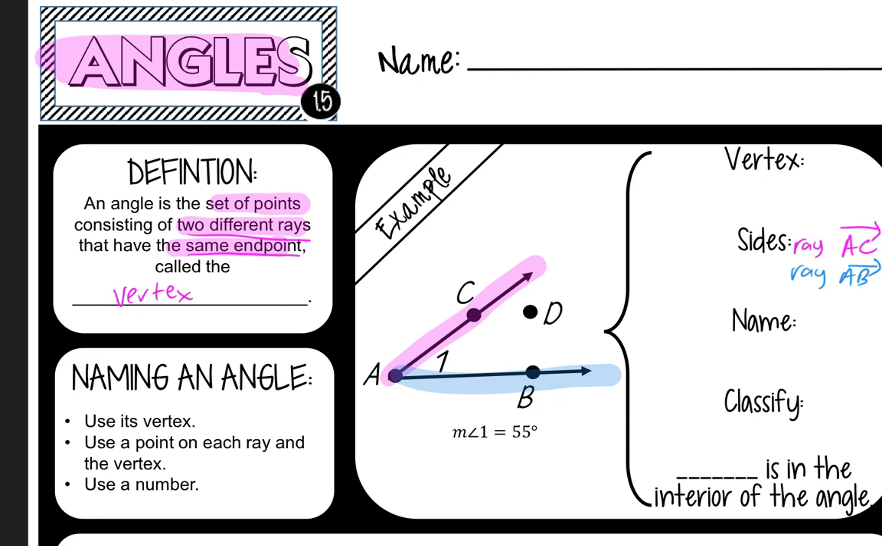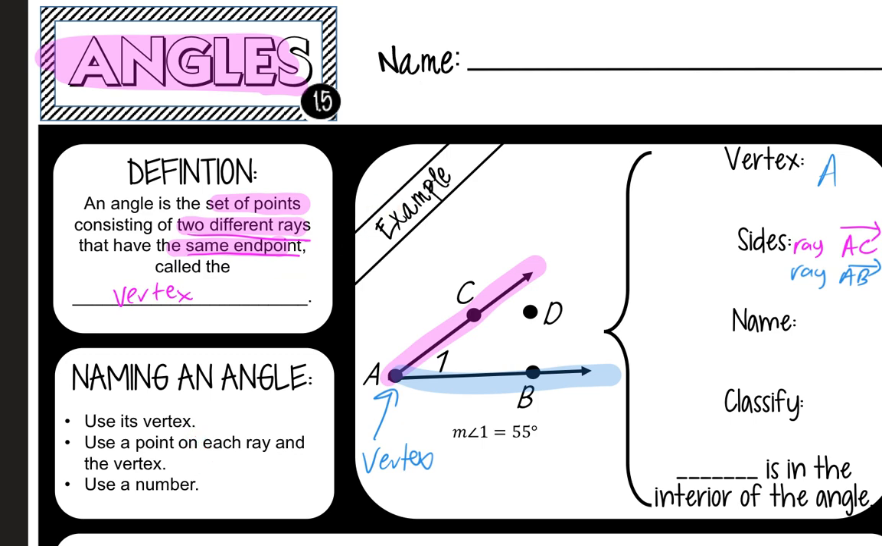The vertex, we said, is the same endpoint. So this right here is the vertex. So the vertex is called A. So that's our vertex. If this is one ray, that's another ray. This makes this angle. Now, when we name an angle, we could do it many different ways.